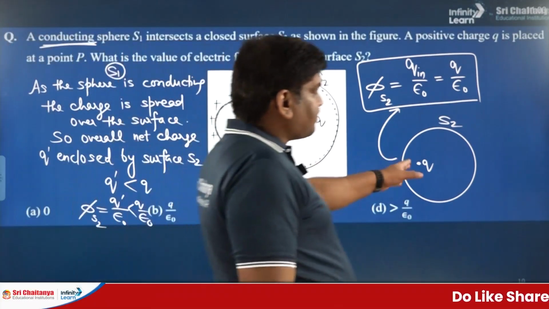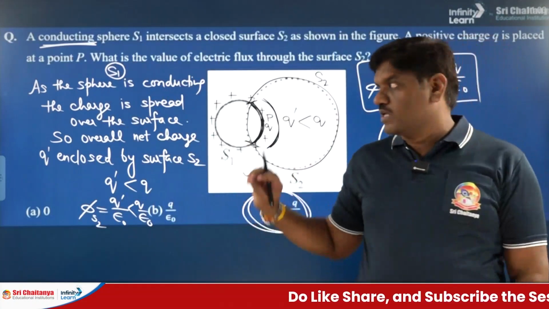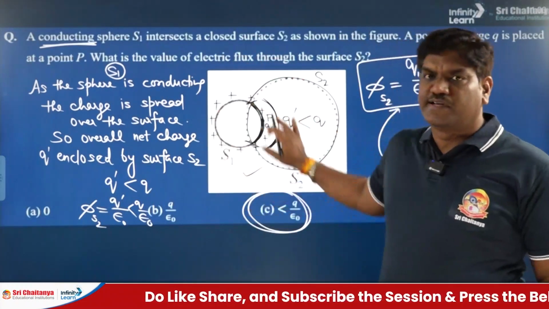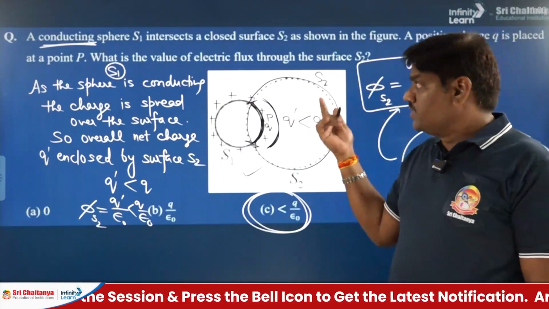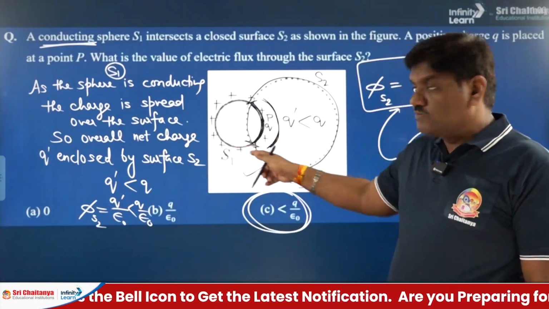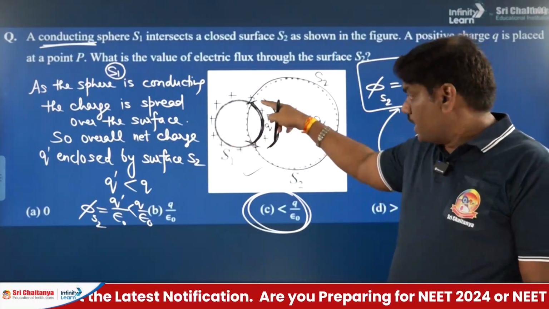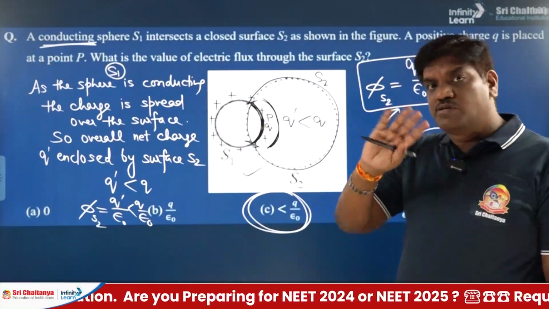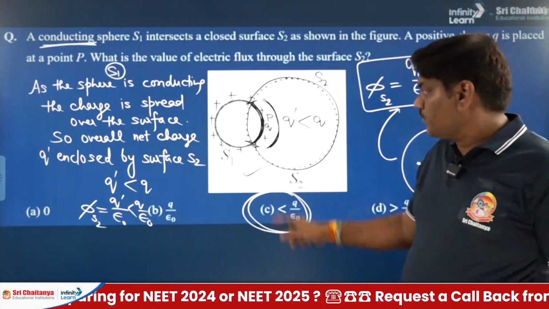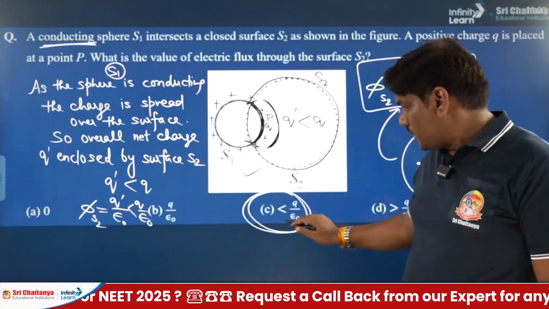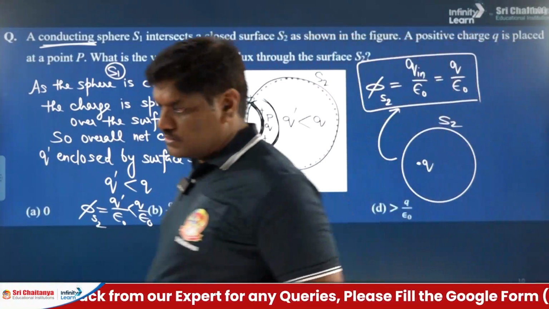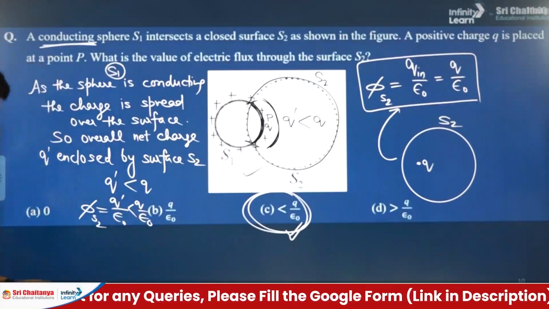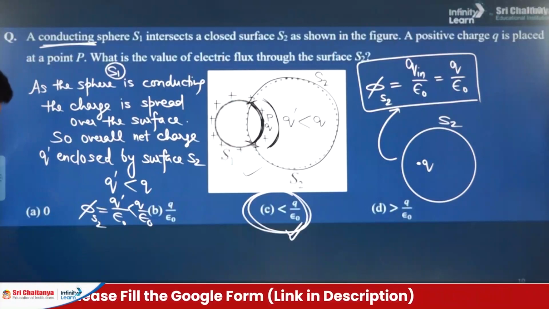Understand? If the point charge were placed on a non-conducting sphere, it would still be fine, because in a non-conducting sphere the charge cannot spread. But since it is a conducting sphere, the charge will distribute over the entire surface, and that's why for S2 it is not the total charge Q which is inside it. It will definitely be less than that, and therefore my flux will be less than Q by epsilon naught. Okay, so again a very good and conceptual question. Let's move to the next one.